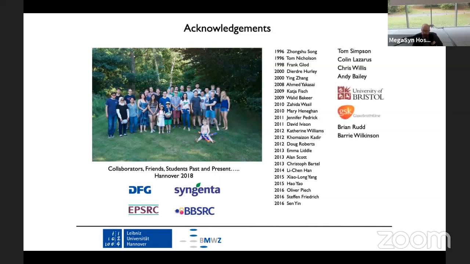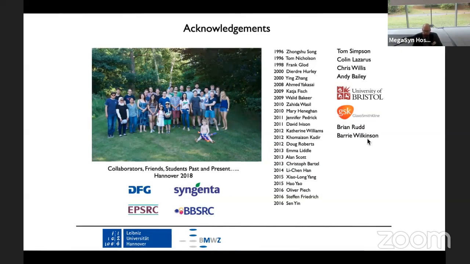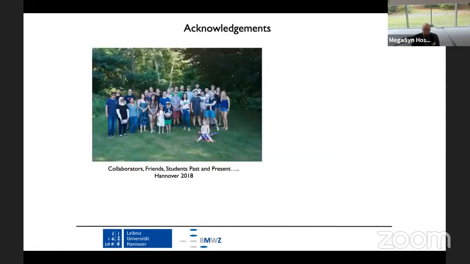Also, my colleagues in the UK, in particular, Tom Simpson, with whom I worked very closely in the early days, and Colin Lazarus and Chris Willis and Andy Bailey in Bristol, who helped set up those recombination experiments. Also, very early in my career, GSK, Brian Rudd and Barry Wilkinson, who kind of pointed me in the right direction on these interesting projects. So I thank them very much, and I thank also everyone for your attention.